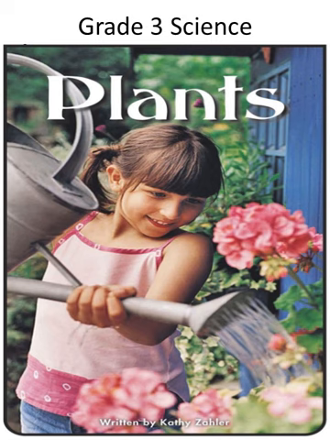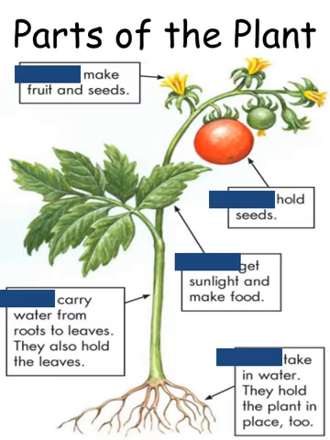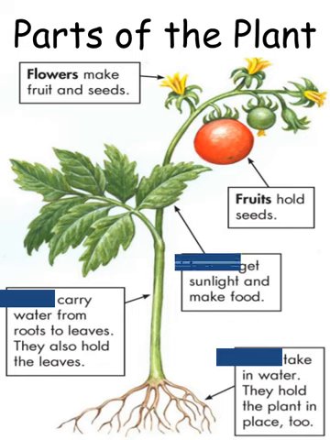Grade 3 Science. Plants. Vocabulary. The part of the plant that makes fruit and seeds is called the flower. The part of the plant that holds seeds is called the fruit. The part of the plant that gets sunlight and makes food is the leaves.